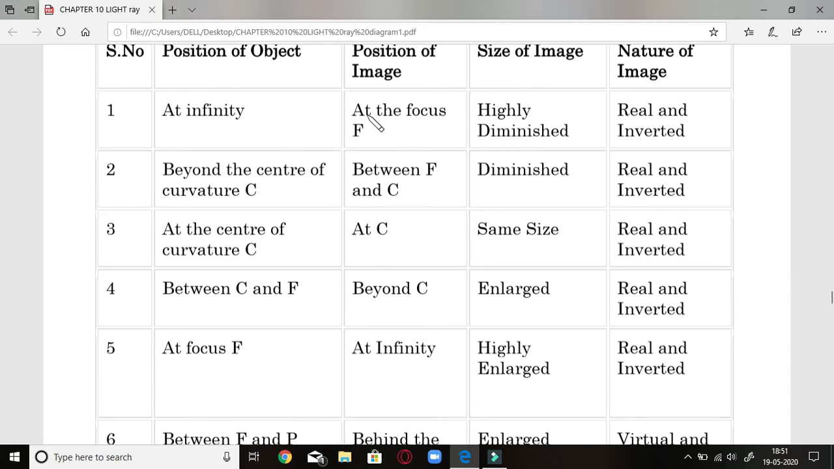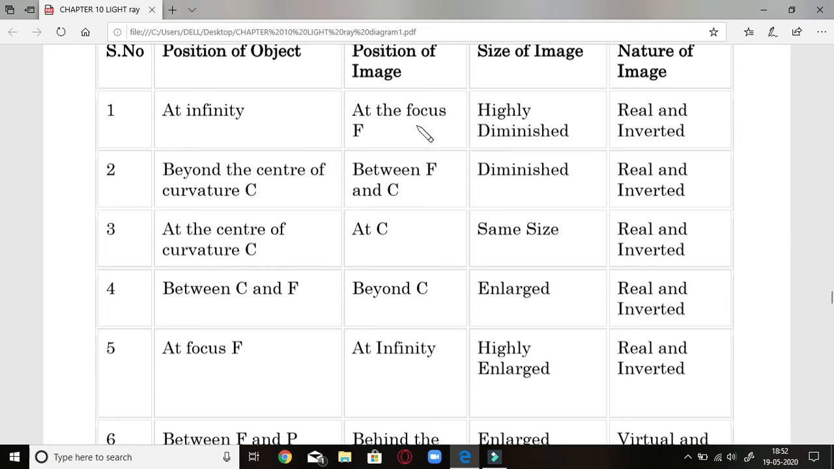Now if you look at the position at infinity, the image was formed at the focus. If it was beyond C, the image was formed between F and C. If it was at the center of curvature, the image was formed at the center of curvature. Between C and F, the image was formed beyond C. At F, the image was at infinity, and between F and P, it was behind the mirror.